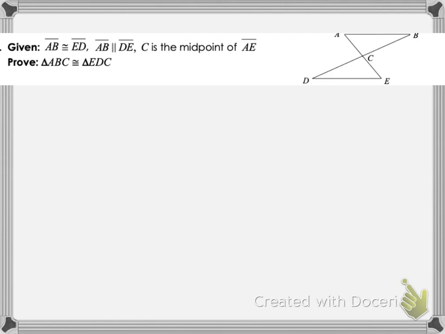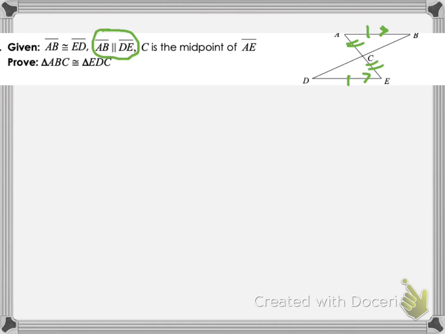Okay, AB is congruent to ED. AB is parallel to DE. So I would mark this with that little arrow just to remind myself that those are parallel. C is the midpoint of AE. So that means C breaks AE up into two congruent segments.